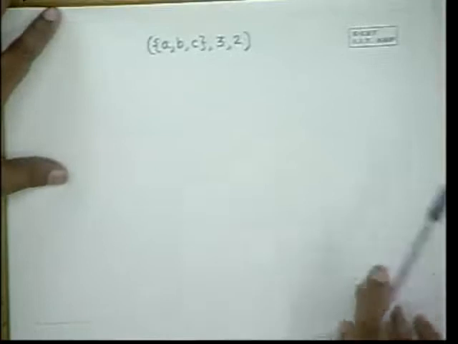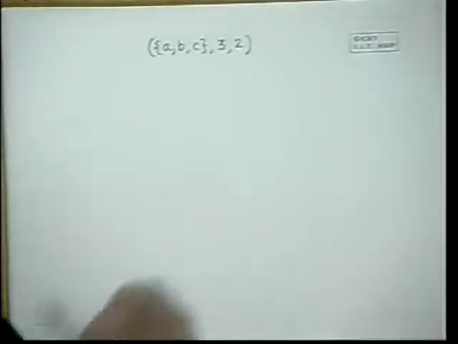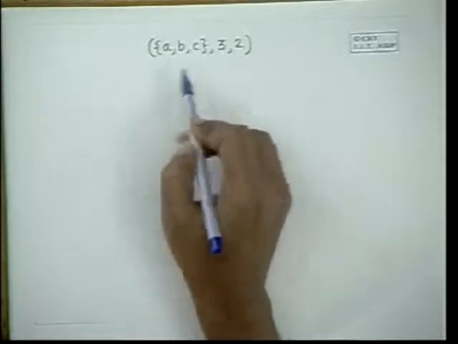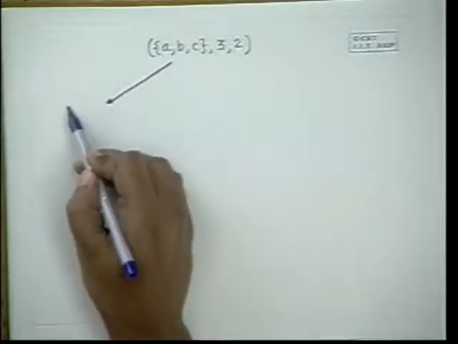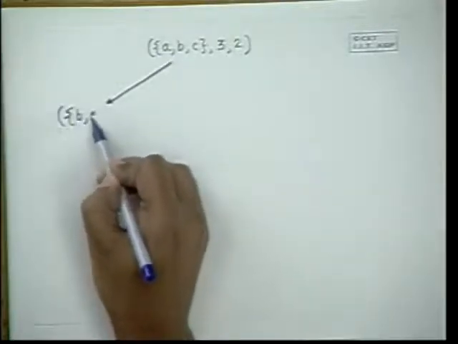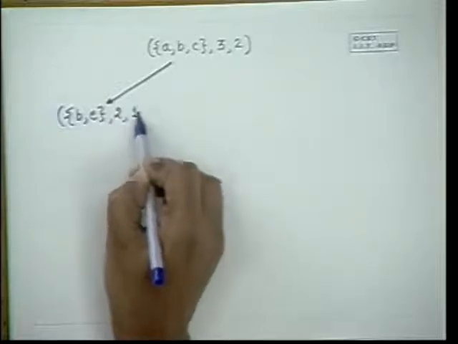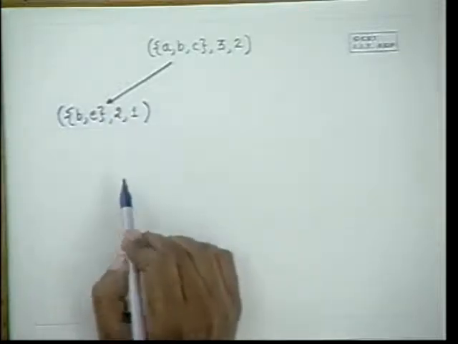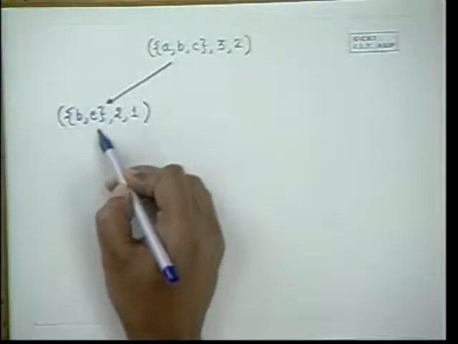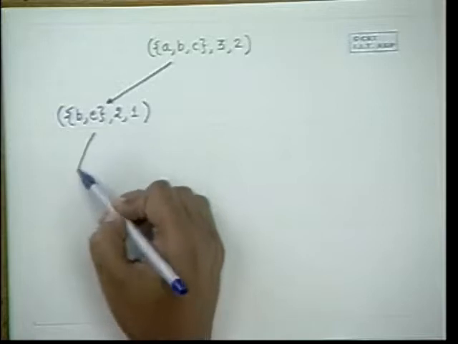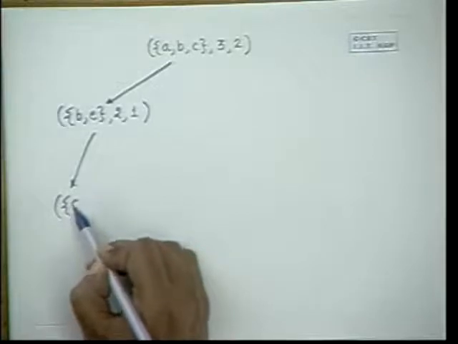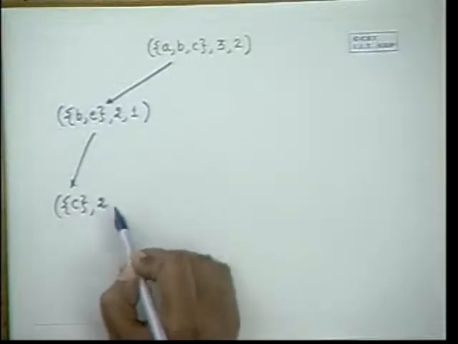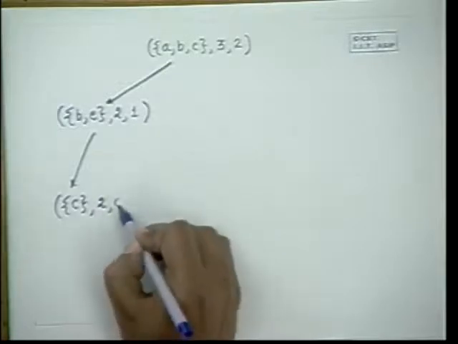So let's work out a quick example, then we will see how this program works, we'll just quickly revise. Suppose it is A, B, C, 3 and 2. Then first we'll start with 0 and we'll call it with B, C, 2, 1. Right? And since it is recursion, we'll go this way first. We'll go down like this and we'll call it with C, 2, 0.